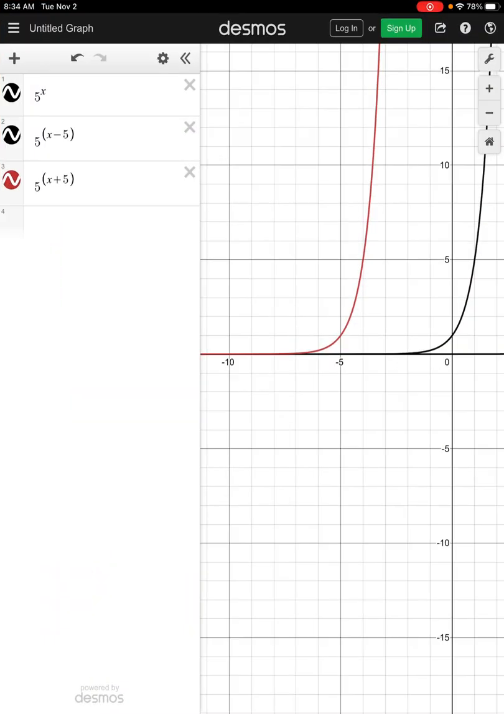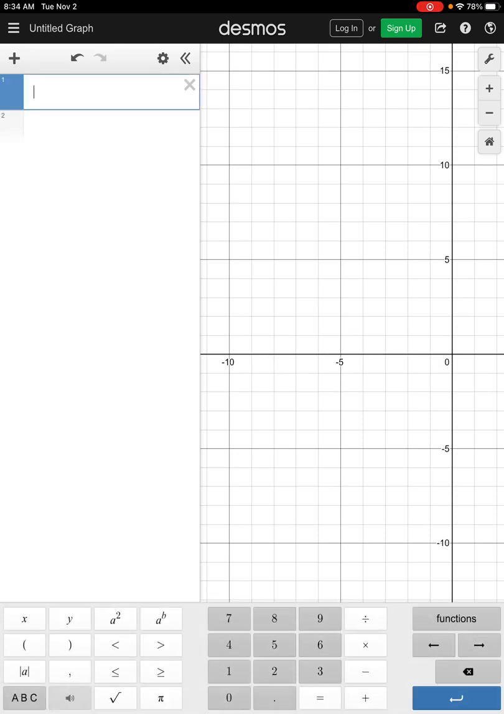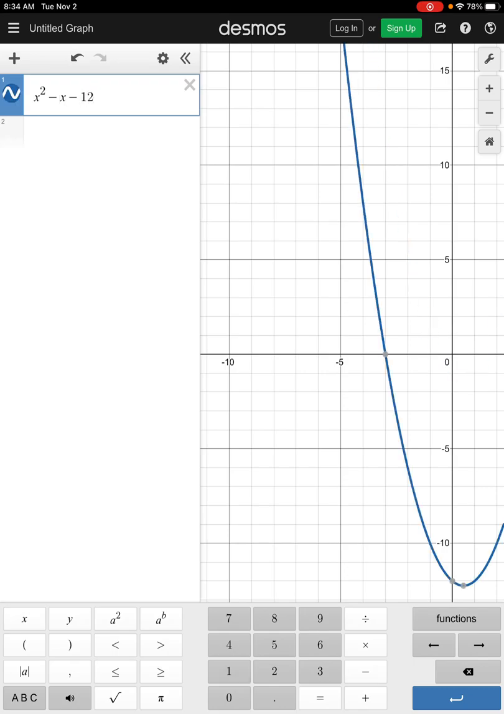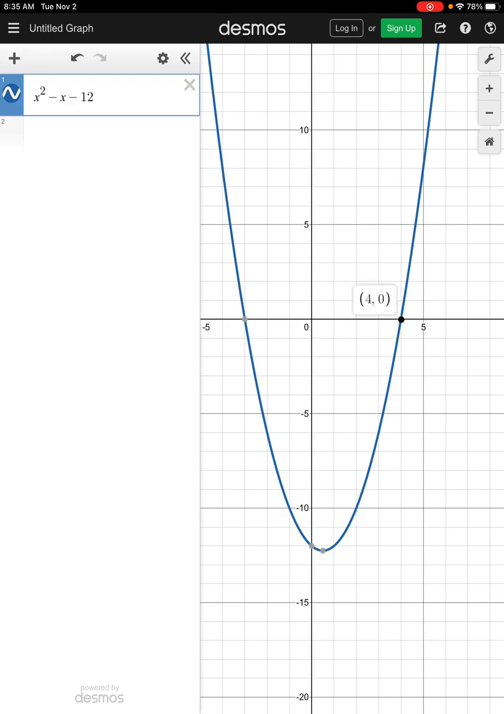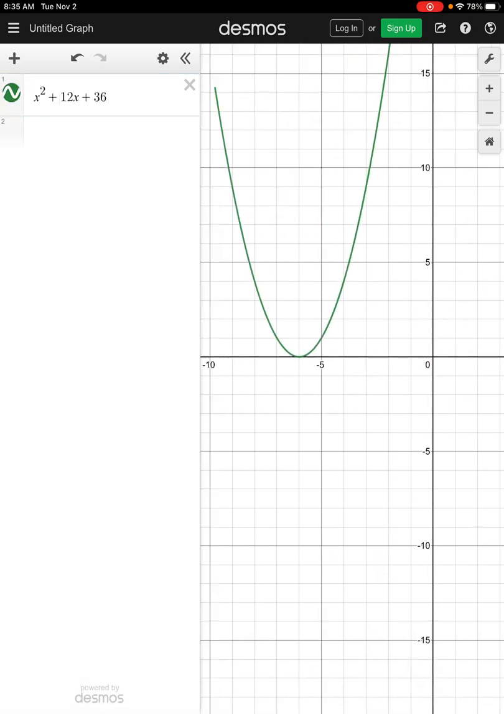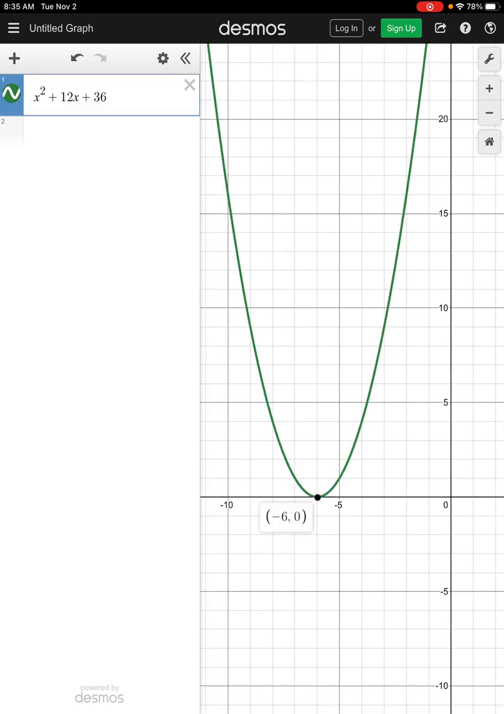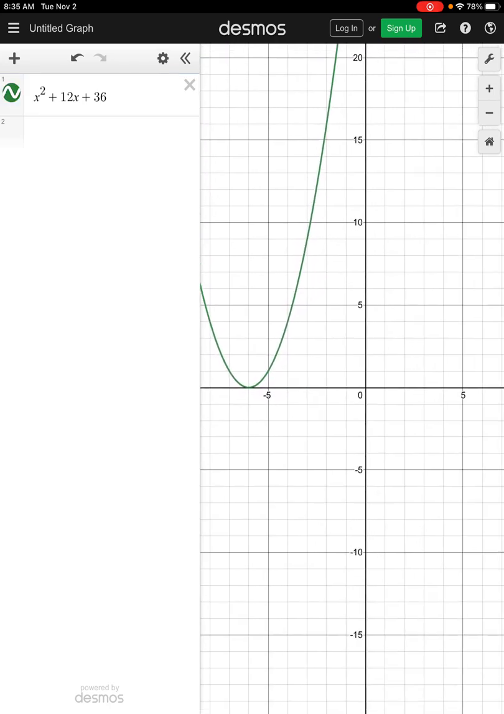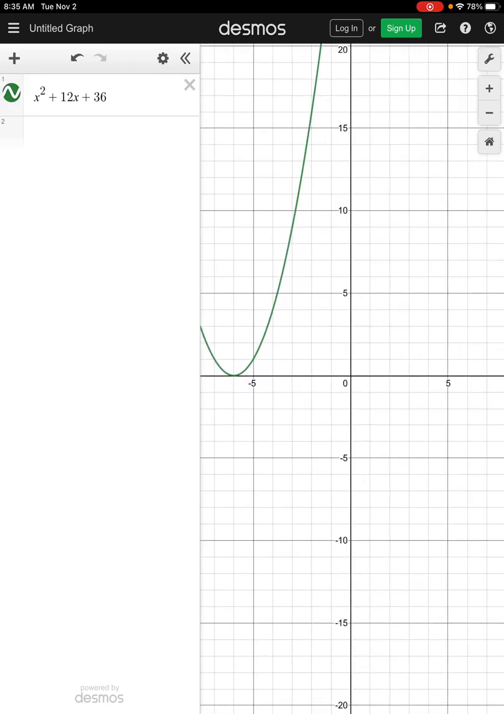If I wanted to check that on my graphing calculator, I totally could. I could enter x squared minus x minus 12, and I get positive 4 and negative 3. Just for your own reference, if you get one of those perfect square trinomials, x squared plus 12x plus 36, it would look something like this, where you only have one zero. It only crosses your x-axis one time.